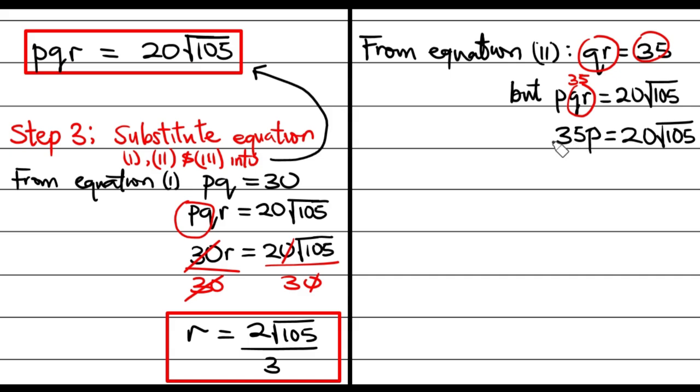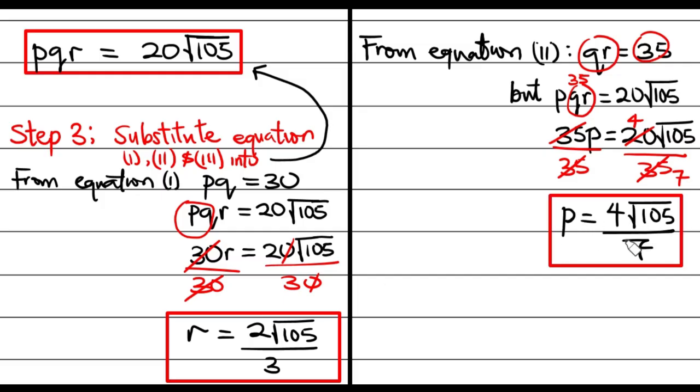In order to get the value of my P here, I'm going to divide both sides by 35. So I can say 35 goes there. So I have P, then I have 20 over 35. So 5 goes there, that's going to be 4. 5 goes there, that's going to be 7. What I have left now is P equals 4 square root of 105 over 7. That is the value of P there, in which I'm going to do the same thing for equation 3.